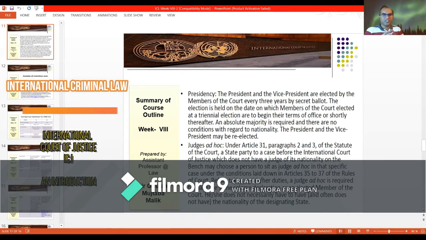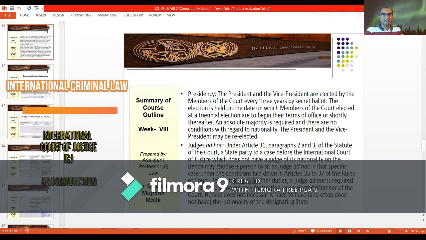Contentious jurisdiction is the jurisdiction on the basis of which the court decides any case with the consent of the parties to the case. It is a fundamental principle of international law that without the consent of any party to a case, the same shall not be referred to mediation or arbitration.